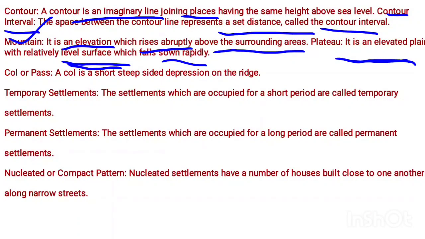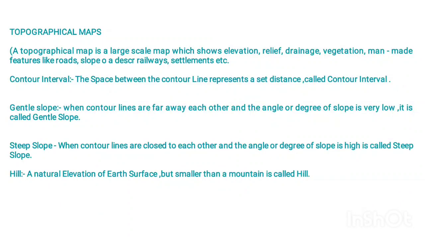A plateau is an elevated plain, a relatively level surface which falls down rapidly. With the help of this picture, this is a plateau whose both sides are steep, but the upper part of the plateau is very flat. When we understand the plateau with the help of contour lines, it will be clear to you why the plateau is formed like that.